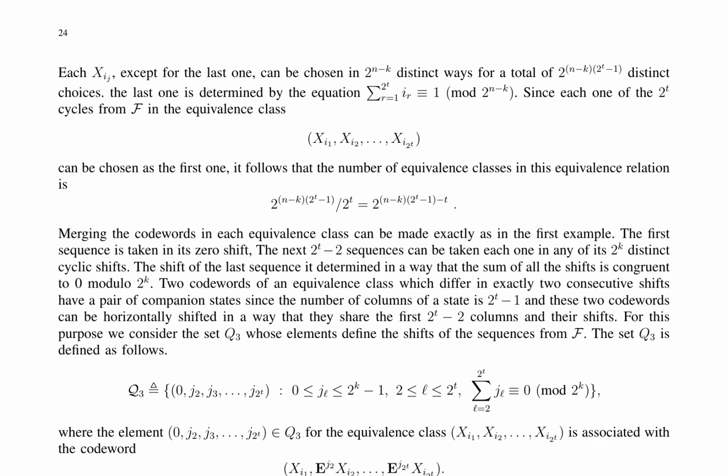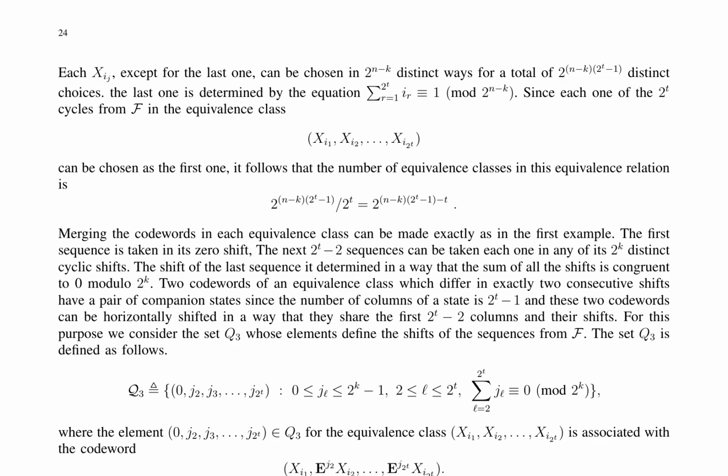In constructing codewords within an equivalence class, each She, except the last, can be chosen in 2^(n−k) distinct ways, resulting in a total of 2^((n−k)(2t−1)) distinct choices. The last She is determined by the equation that the product of the 2t terms equals 1, defined mod 2^(n−k). Since each of the 2t cycles from f in the equivalence class (She1, She2, ..., She2t) can be chosen as the first one, the number of equivalence classes in this equivalence relation is 2^((n−k)(2t−1)) divided by 2t. Merging codewords within each equivalence class can be done exactly as in the first example.